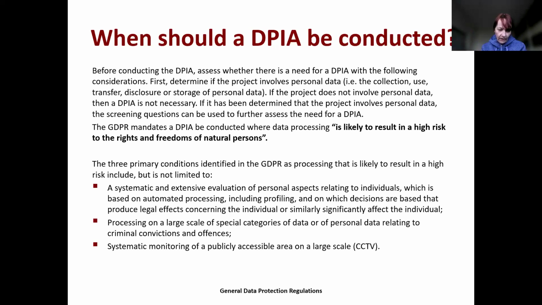Sean had a screen up earlier with the 10 criteria. The three big ones really are systematic and extensive evaluation of personal aspects relating to individuals, automated processing and profiling, and processing on a large scale. And again, how long is a piece of string? What's considered processing on a large scale? And then systematic monitoring of a publicly accessible area. CCTV is the big one there.